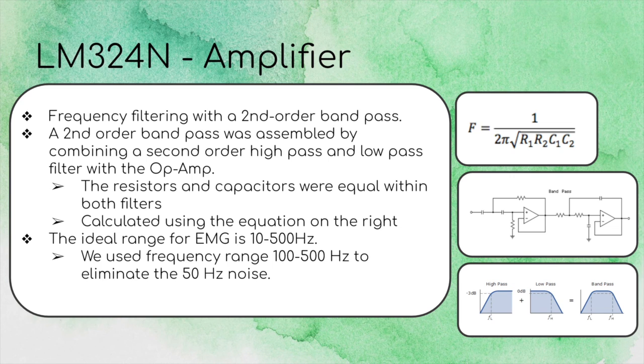Next, we assembled a second order bandpass by combining a second order high pass and low pass filter with our amplifier. The resistors and capacitors were equal within both filters since we still didn't want to amplify any noise. The ideal range for EMG is 10 to 500 Hz, but we wanted to avoid 50 Hz artifacts from electronics in the room, so we used the frequency 100 to 500 Hz. We used the equation in the top right corner to calculate the second order high and low pass cutoff frequency.